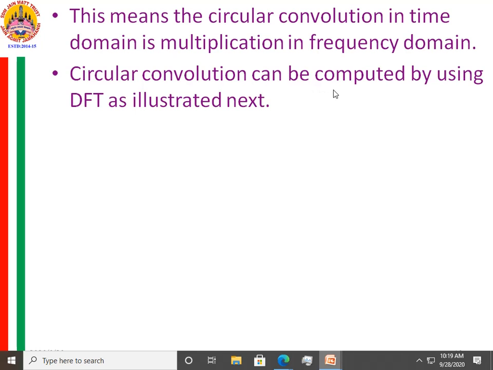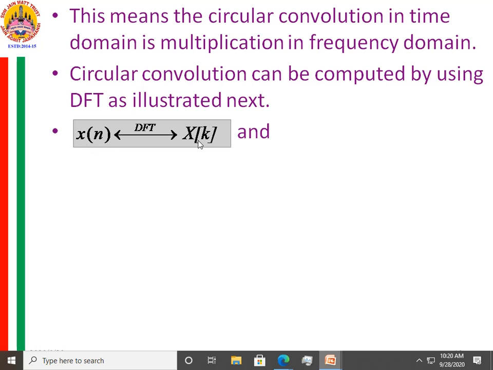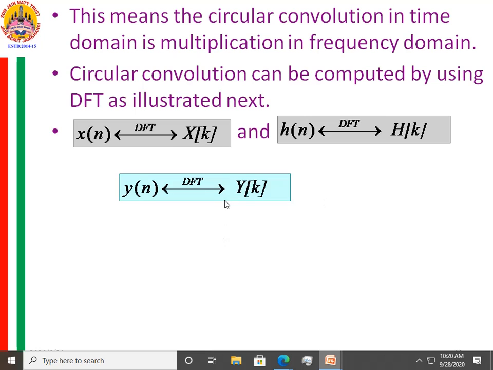Circular convolution can be obtained by computing the DFT as illustrated here. So if you want to perform the circular convolution, instead of convolving it in time domain, mapping it on a circle, rotating the circle, multiplying the two sequences and adding all the samples, in place of that, what you can do is, you can take the DFT of x of n and obtain xk, and then take the DFT of hn and obtain hk, and next you obtain yn.